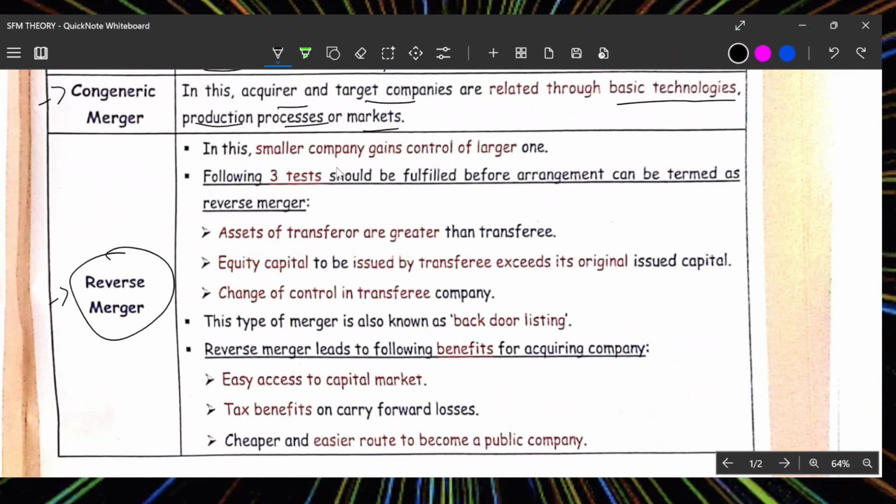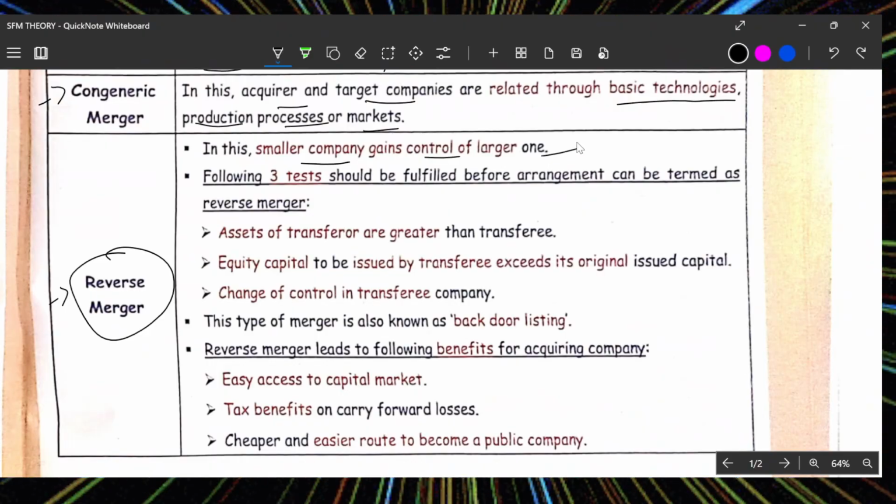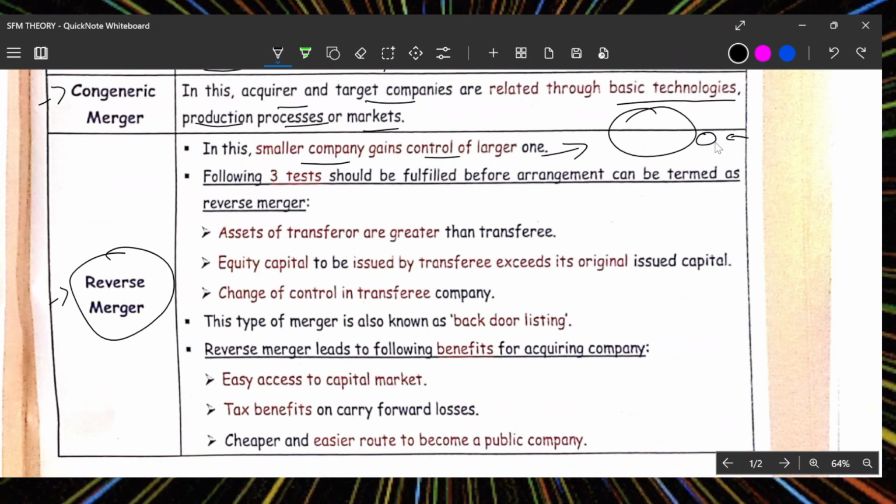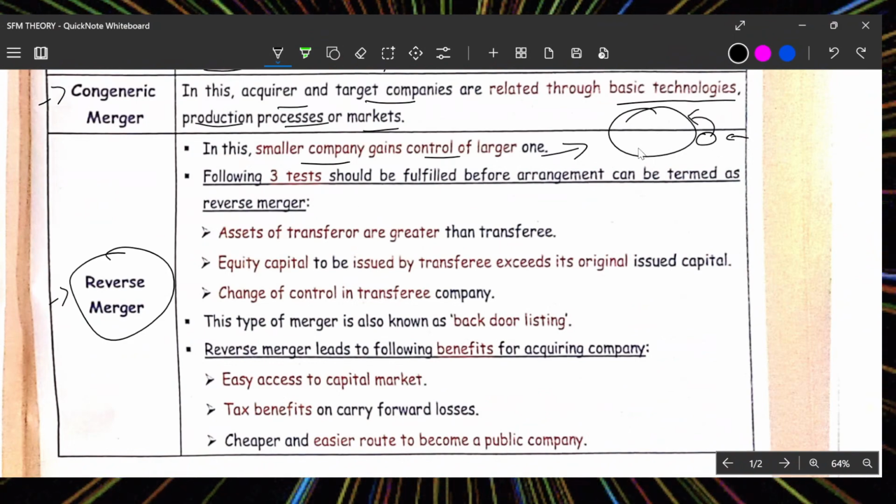Reverse merger. What is a reverse merger? It is when a small company gains control over a large one. Sometimes a small company having huge money takes over a large firm and controls it. This is a reverse merger. And the following three tests should be fulfilled before arrangement on the terms of a reverse merger.